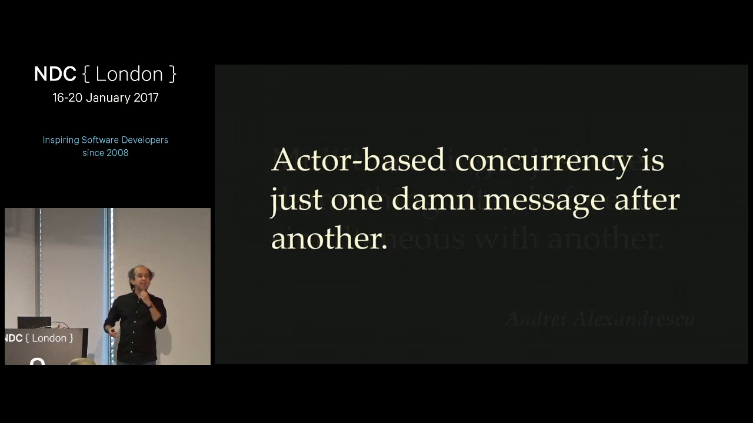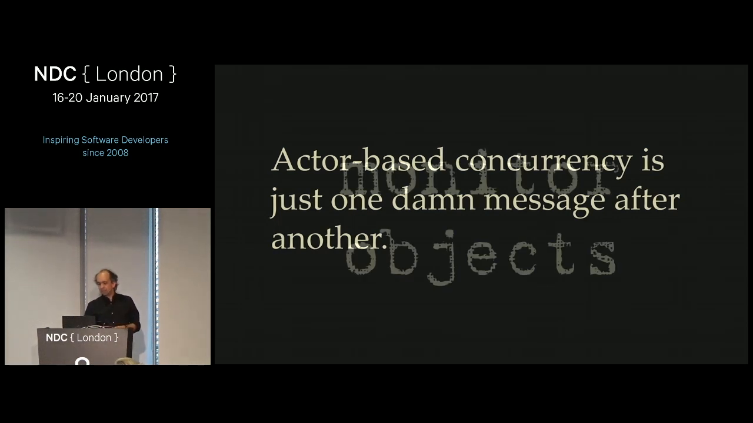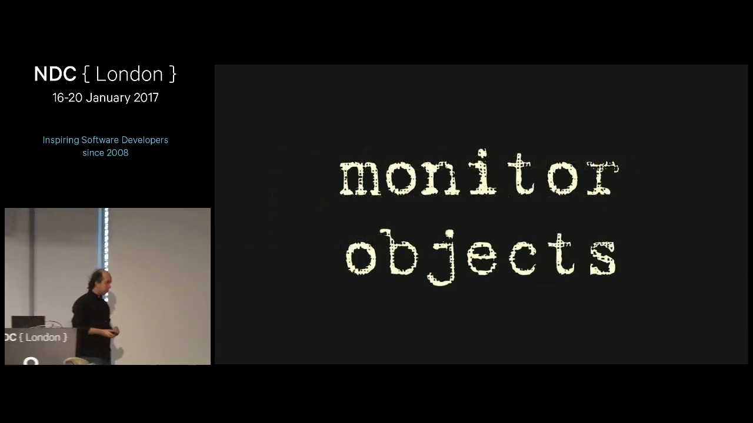But what is actor-based computation? Actor-based concurrency is just one damn message after another. You are in this sequential bubble. Everything is sequential. You just receive something, you handle it, you pass it on. But obviously it doesn't have a unique claim to that. So let's have a look at one of the classic approaches, which is monitor objects.